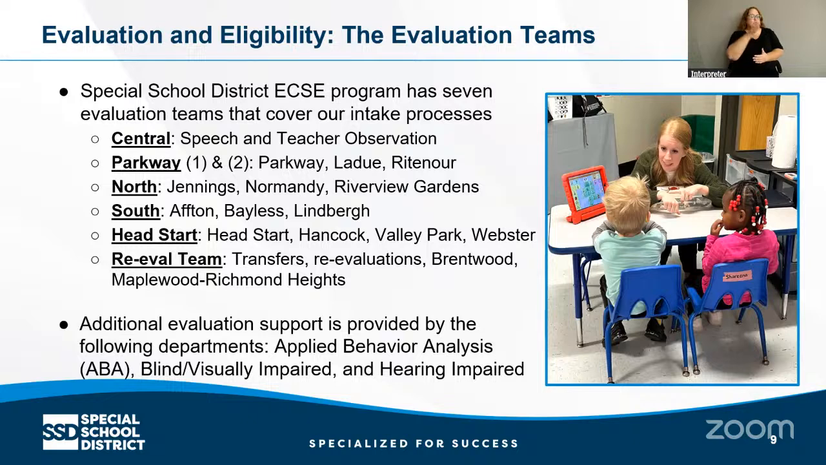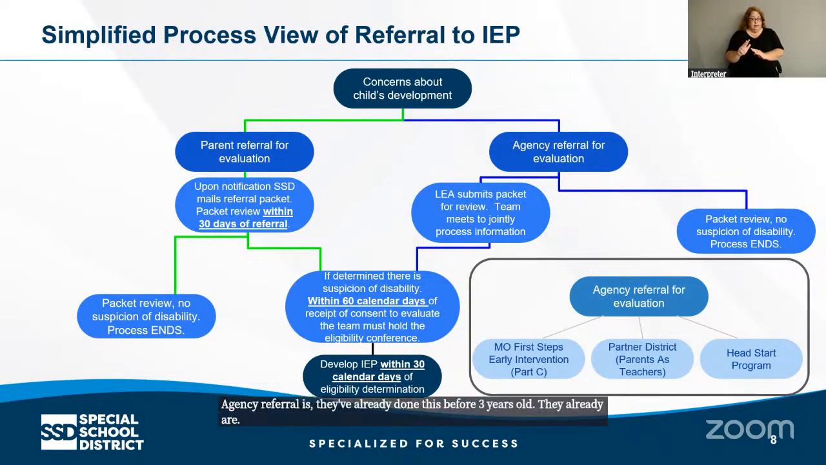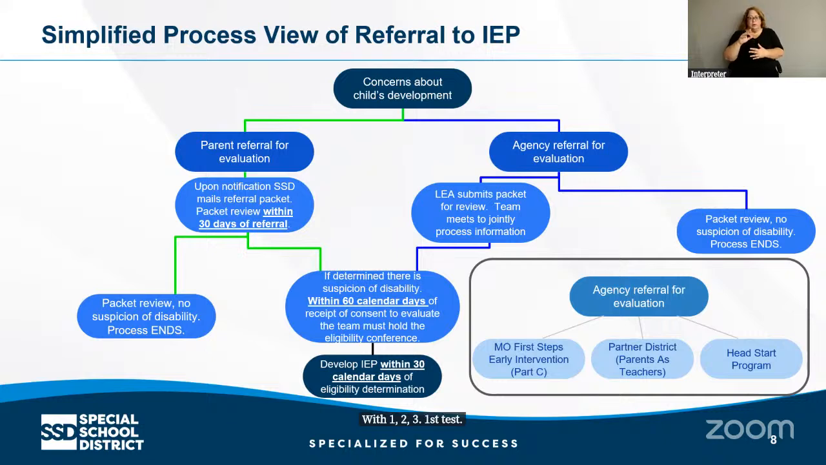So parent referrals is parents saying, I think my child may have autism. Agency referral is they've already done this before 3 years old, and they already are with one of these 3 first steps. They are attending a preschool.